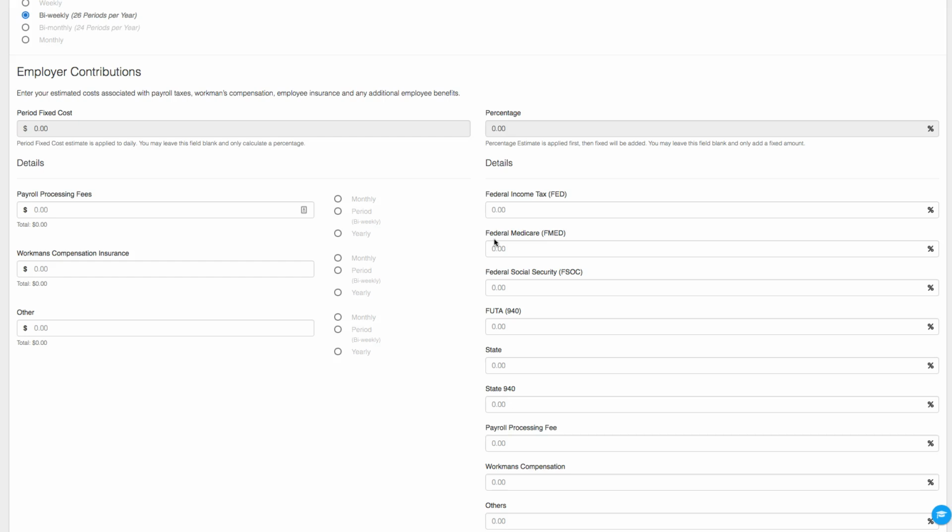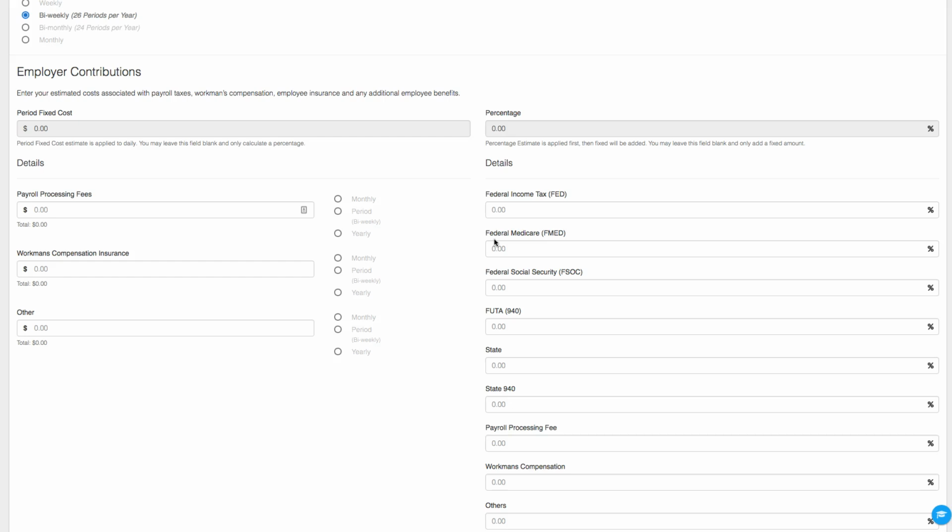Now, it's simple when you look at it, but getting the data can be a little complicated. There's three things that add to your actual payroll expenses and labor costs. Those are going to be your taxes, benefits, and insurance, also known as employer contributions. Some of those employer contributions are fixed and some of them are variable.